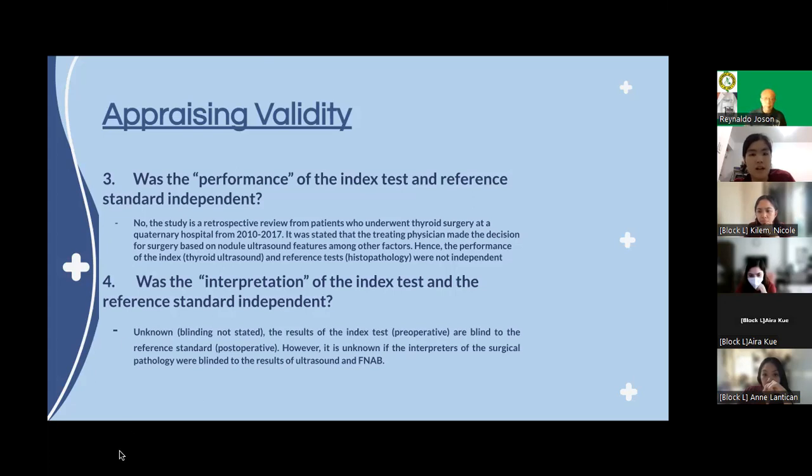And next, last question, was the interpretation of the index test and the reference standard test independent? This was unknown. The blinding was not stated in the journal article. The results of the index tests are blinded to the reference standard. However, it is unknown if the interpreters of the surgical pathology were blinded to the results of the ultrasound and FNAB. Next slide, please.